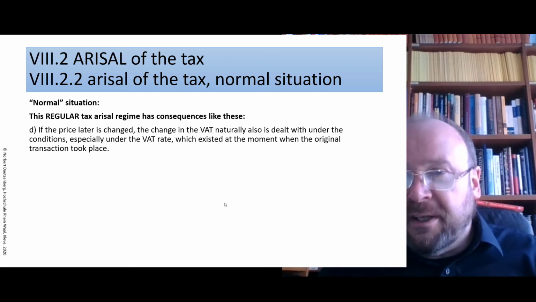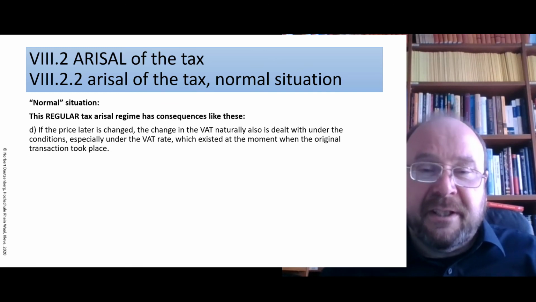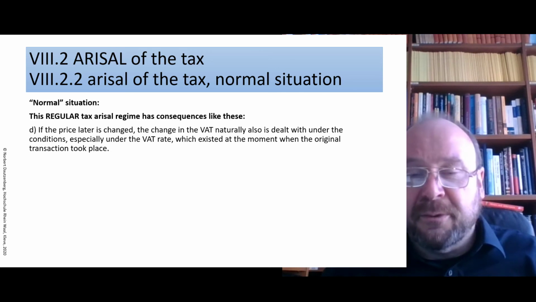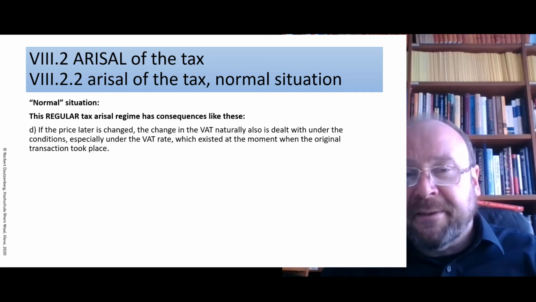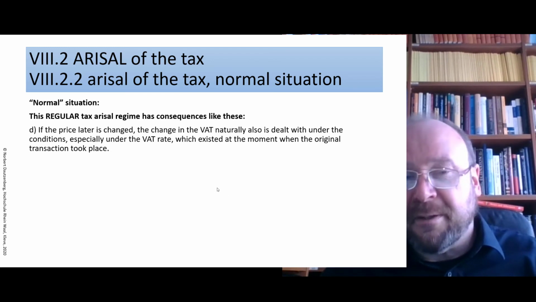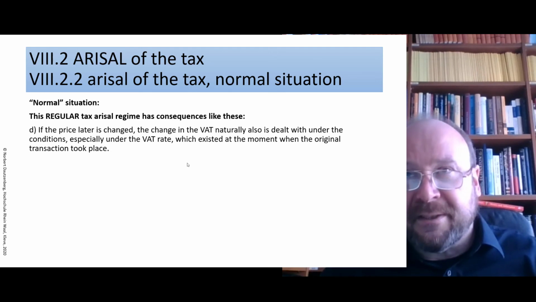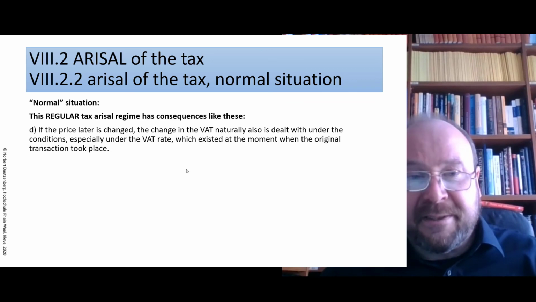Furthermore, if a price change occurs, you remember paragraph 17 UStG, the change in the VAT naturally also has to do with the transaction which was originally made, and so the change under paragraph 17 is judged under the same conditions as at the time when the tax arose. So if a price is changed later for a transaction which was made when the tax rate was 16%, then also the change, the correction of the original situation, still has to be done under the 16% regime.